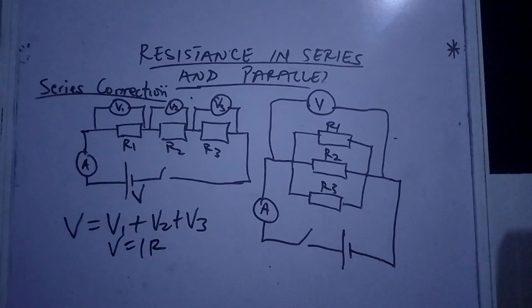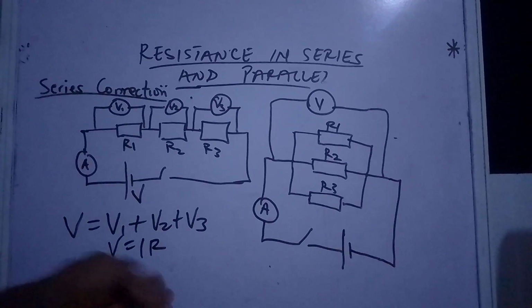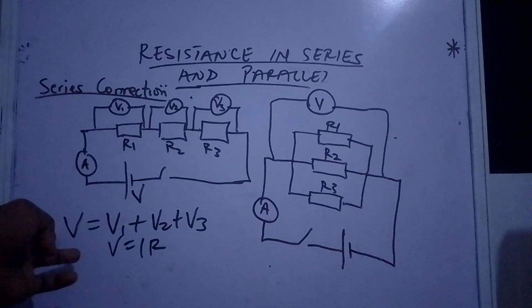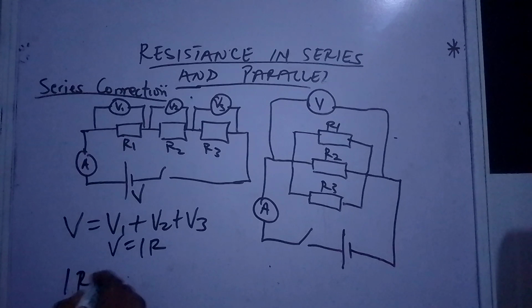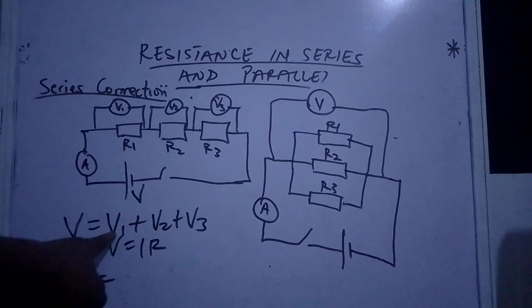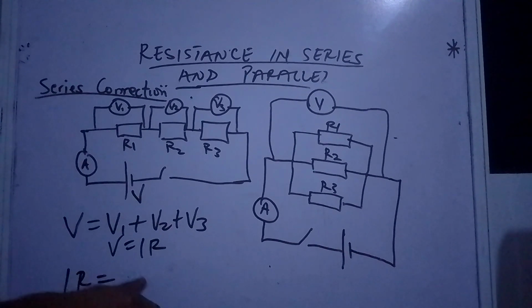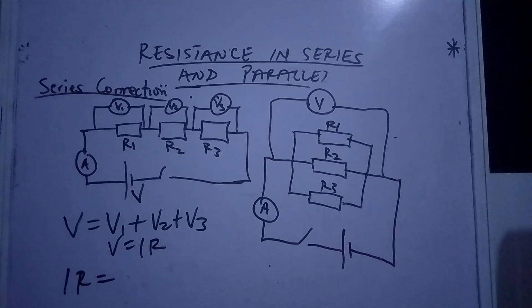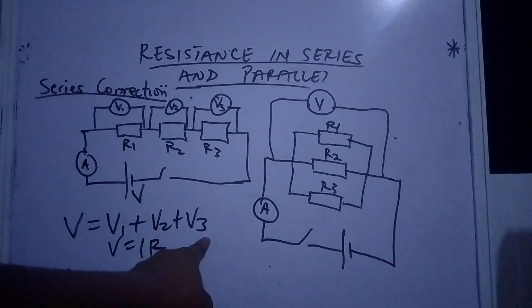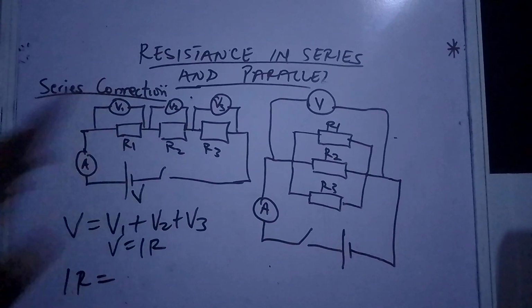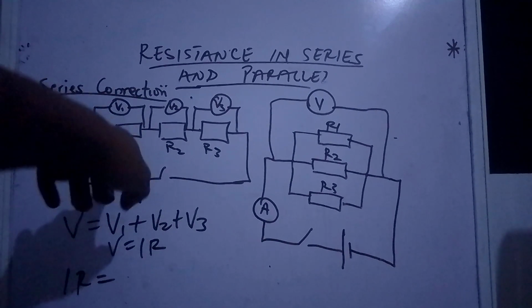So let's substitute V equals IR into this equation. For V, it's going to be IR equals V1. For V1, it's going to be IR1, not I1R1. Why is it not I1R1? Because the same current flows through the three of them. They have the same current, so it's still I, but the resistance is different.